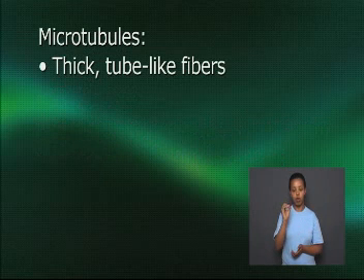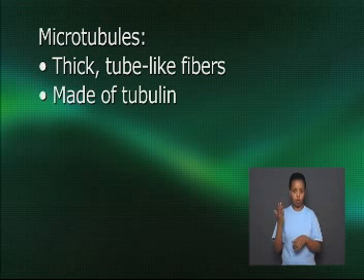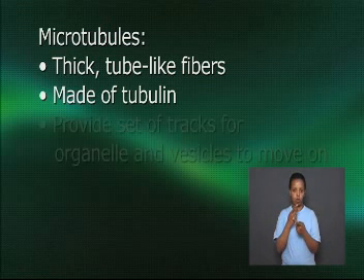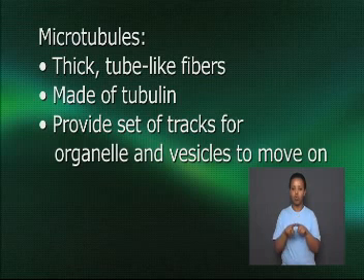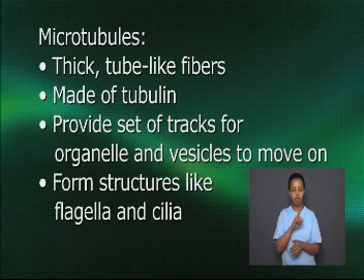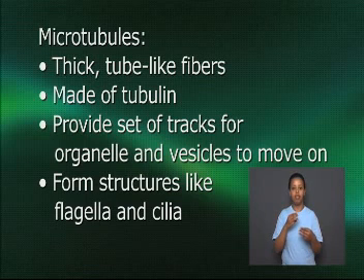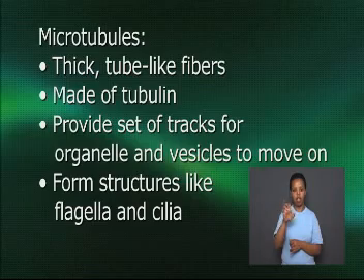Microtubules are thick, tube-like fibers. They are made of the protein tubulin. Microtubules provide a set of tracks for cell organelles and vesicles to move on. They also form complex structures like flagella and cilia that are used for movement.